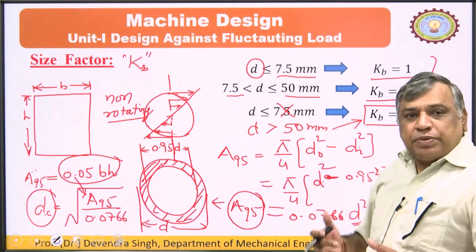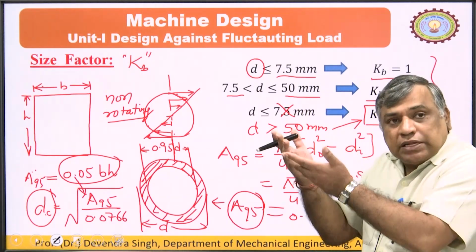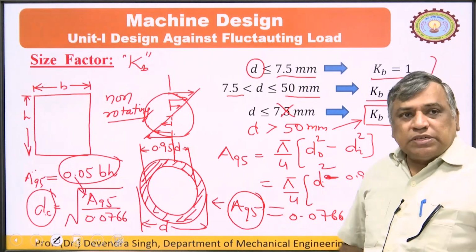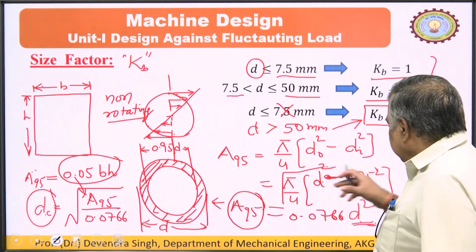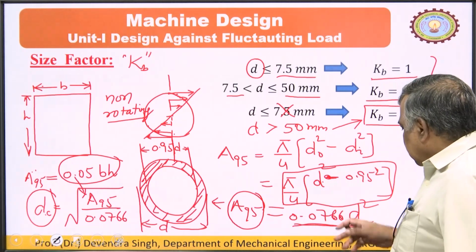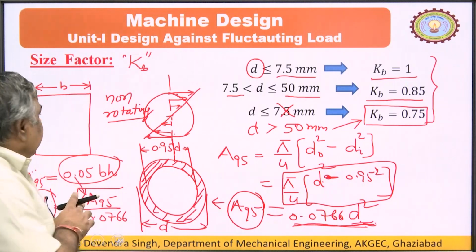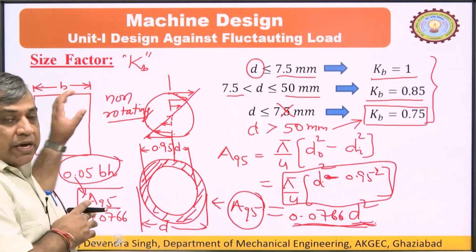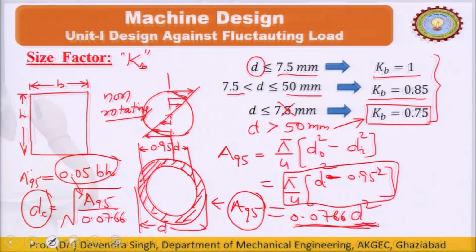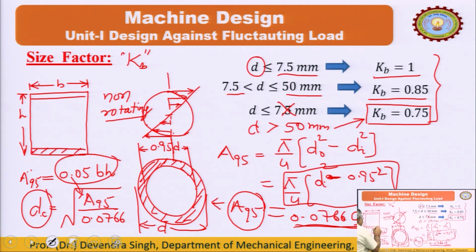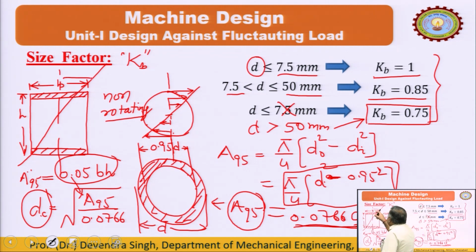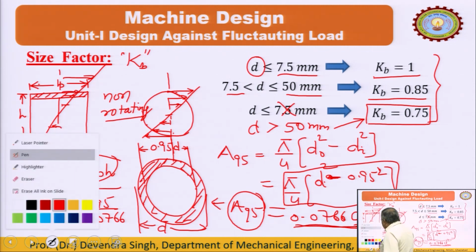Suppose we talk about a rotating shaft, for transverse bending, we have calculated A95, that is the area where stress greater than 95% of the maximum stress is occurring. That area becomes 0.0766 d square. I checked, but as far as my memory says, this is 0.0766 d square. Then we will take another cross section which is not circular, that is a rectangular section having width b and depth h. So the upper area and lower area, this is where the 95% or higher bending stress will be. If we show the bending stress distribution, this is the cross section, and this 95% will be in this much area, which I show in another color.